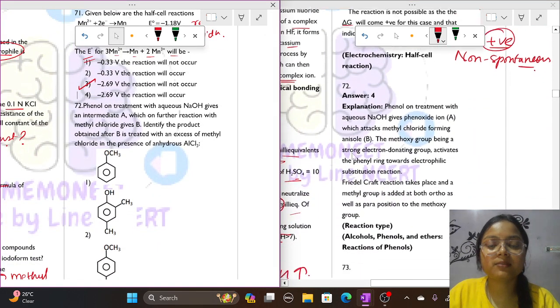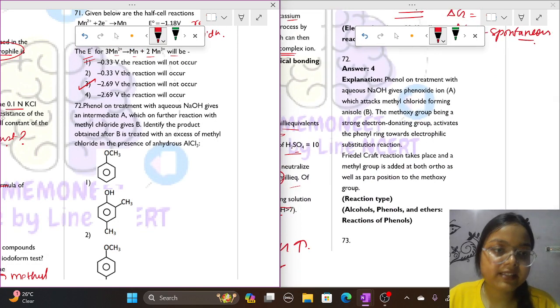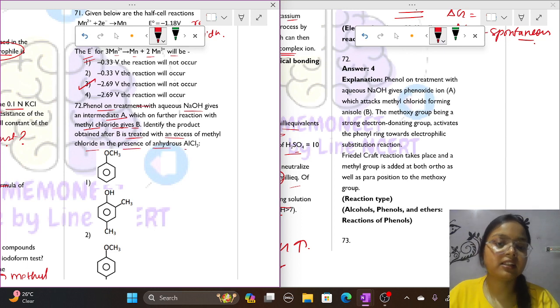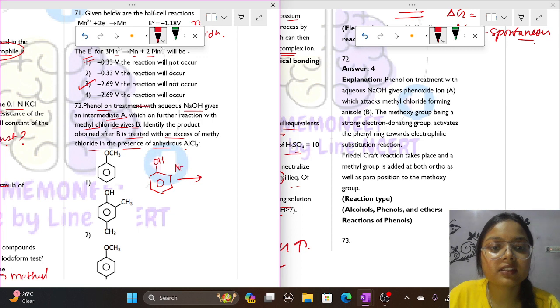Next is question number 72. Question number 72 says the phenol on treatment with aqueous NaOH gives an intermediate A, which on further reaction with methyl chloride gives B. Identify the product obtained after B is treated with excess of methyl chloride in the presence of anhydrous AlCl3. Okay, so let's see. This is phenol on treatment with aqueous NaOH. It gives an intermediate A.